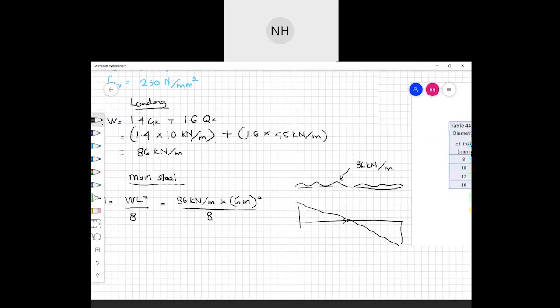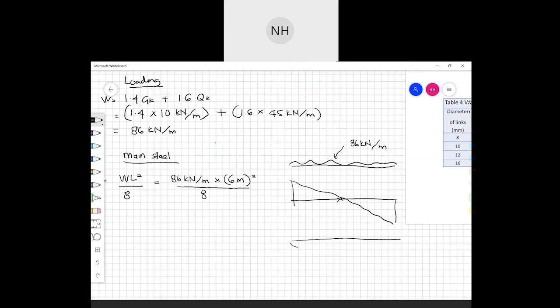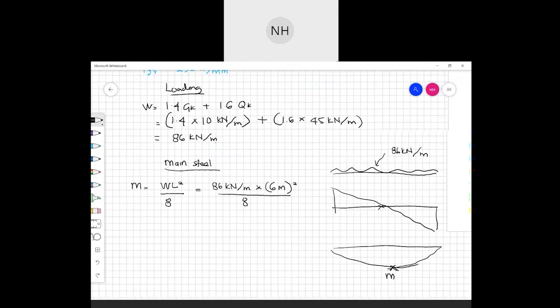Okay, in the SFD, this is the BMD. You are going to get the maximum value of M here. Okay, using a formula instead. If you have a balanced loading, meaning a UDL over the whole beam along the way, 86 kN per meter, you can use this formula. You can get the answer directly.